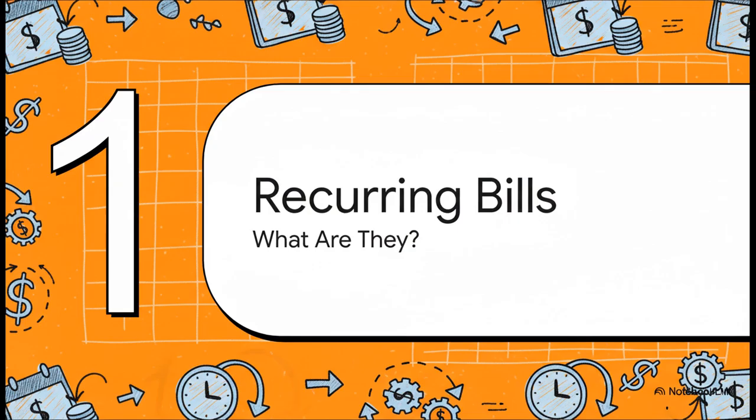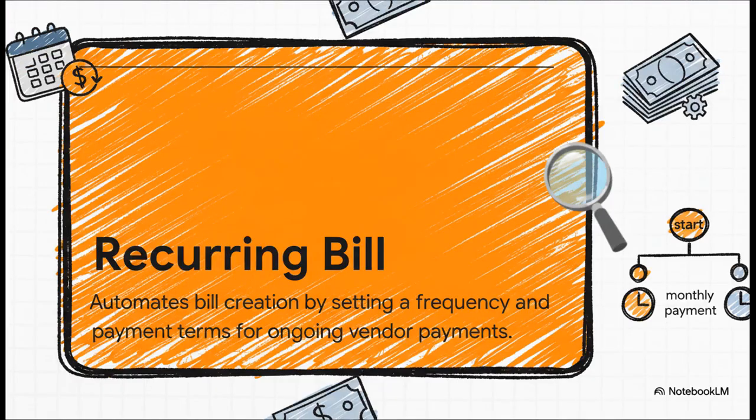Recurring bills. We're going to break down exactly what they are and, more importantly, what they can actually do for you. So at its heart, a recurring bill is basically just an instruction you give to NuMetric. You're essentially telling the system, hey, I need you to automatically create this specific bill for me on a schedule, whether that's monthly or quarterly or really any timeline you need.